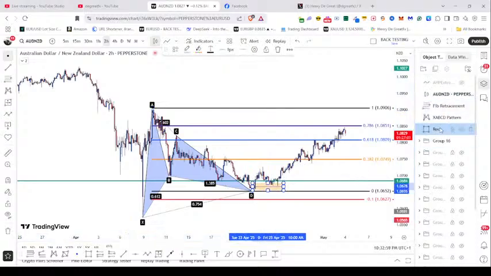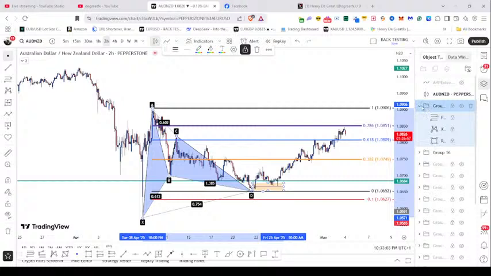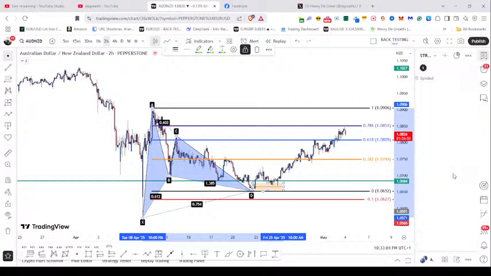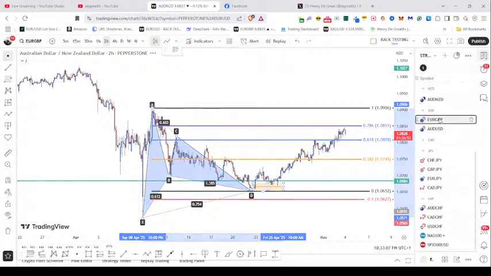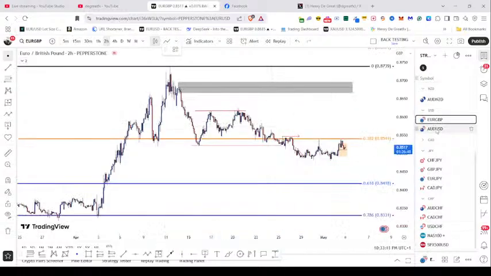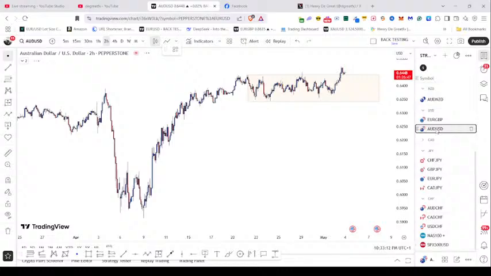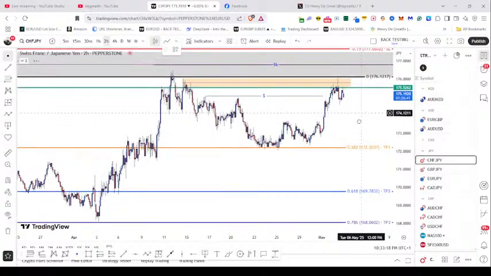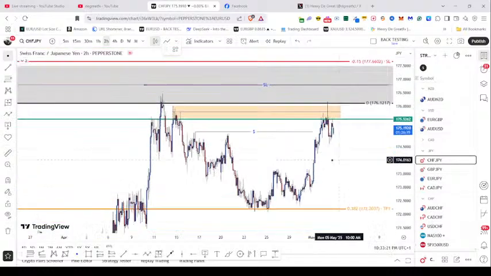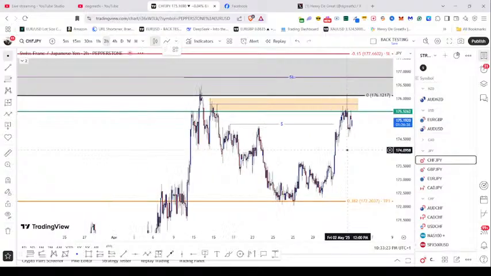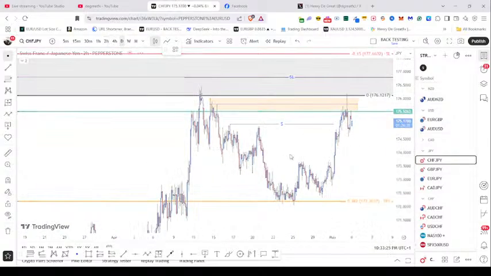Like I said before, I don't really want this live section to be long, but we need to look at all the setups and the rest of them. We don't have anything on Euro GBP. AUD NZD, AUD USD, we don't have any setup. For CHF JPY, we are still looking at this alternate bat on the higher time frame.